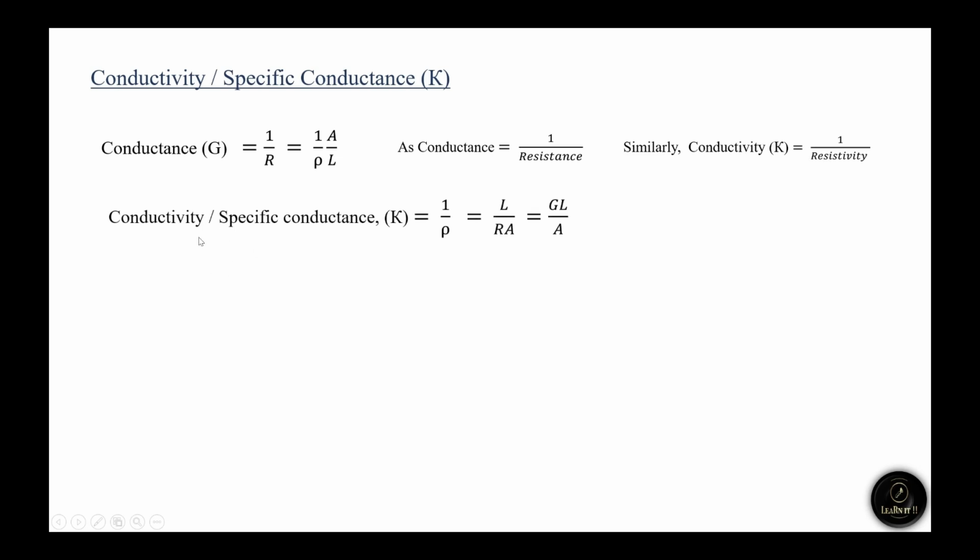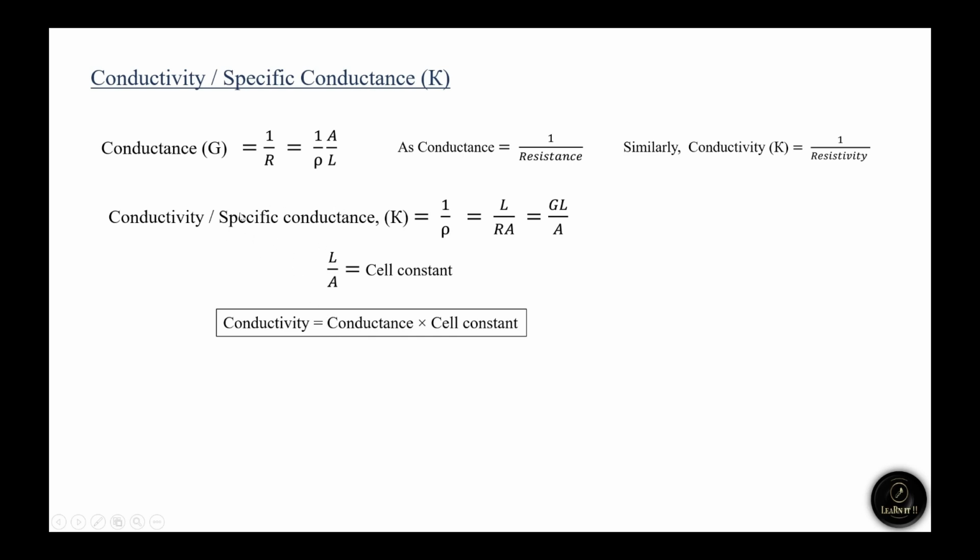That's why conductivity or specific conductance kappa is equal to 1 by rho, which is equal to L by RA, which is equal to 1 by R, which is G. That's why kappa is G into L by A. Here L by A is called the cell constant. So conductivity is equal to conductance into cell constant.